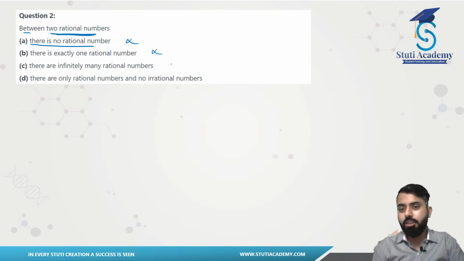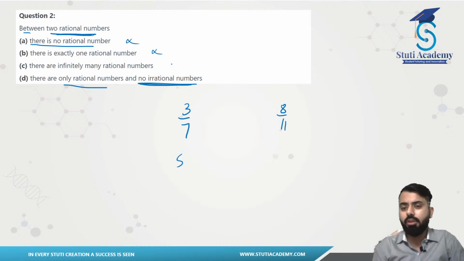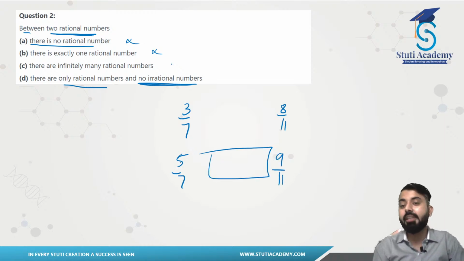Let's just put a dot over it. This can be true. Let's just check for our D option. There are only rational numbers and no irrational. Can this be the case? If you guys remember, I had told you, and we actually had performed this. We had found out irrationals between rationals also. Remember this case? 3 by 7, 8 by 11, I guess. Something was like this, right? Or 5 by 7 and 9 by 11, I guess. This was the case, and we had found out irrationals between those. So this cannot be the case.